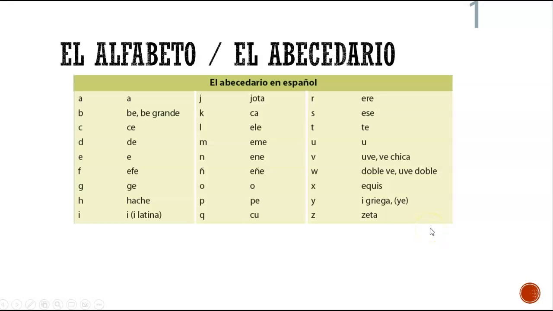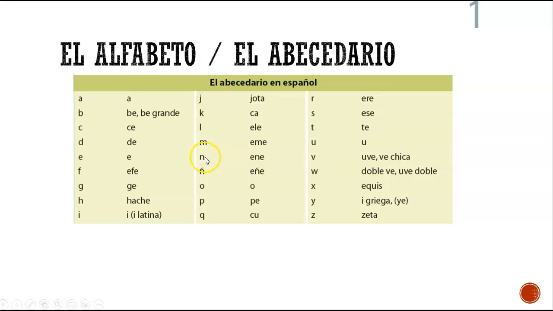Now, just a little bit on sounds. You're going to learn sounds throughout the whole entire course, but this can help orient you. I'll give you a quick example. The letter H is called hache, but the sound is always silent, like in hola or hasta mañana. There's an H there, but you cannot hear it. The J sounds like an H, Jota, so in names like José or Juan.